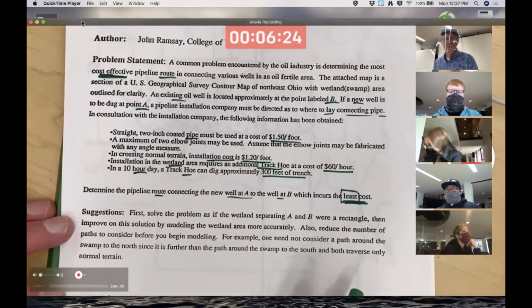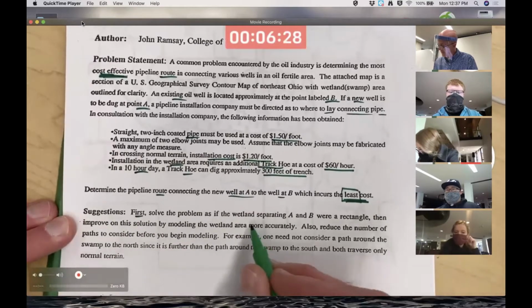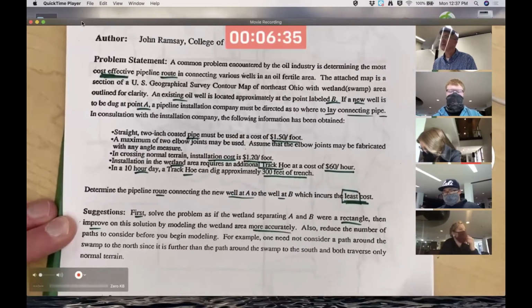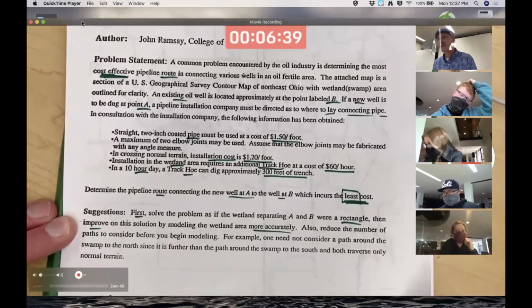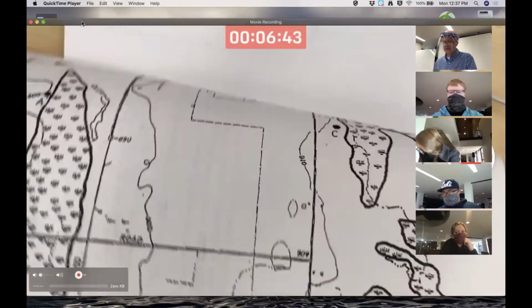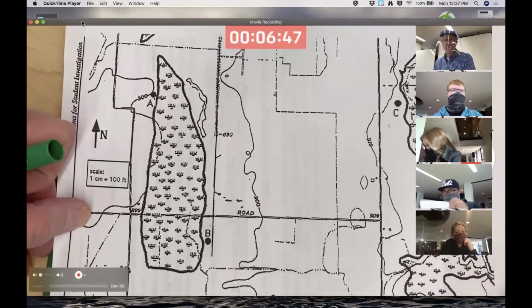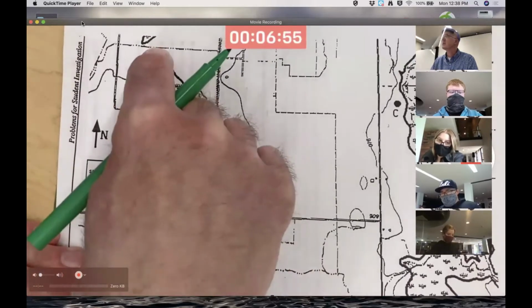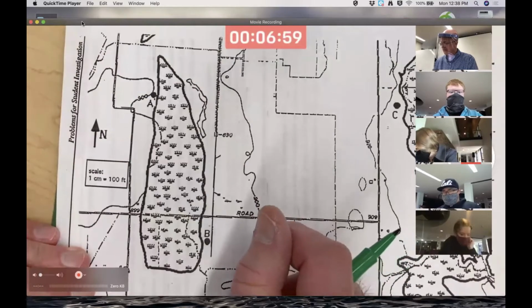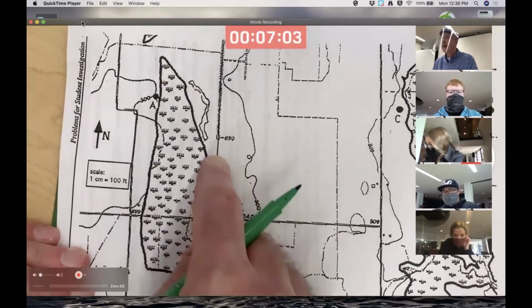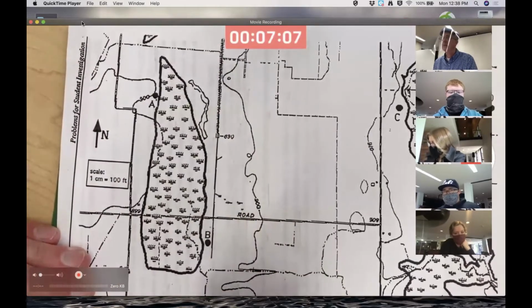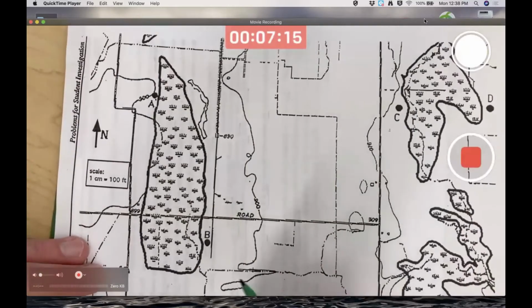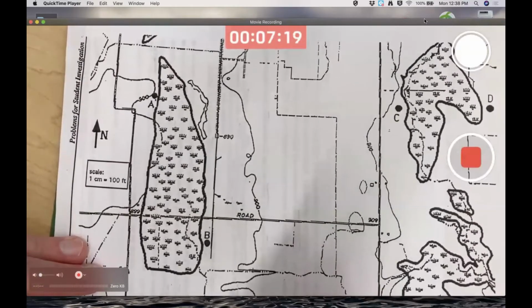Think about what you're given. They do give suggestions. First, solve the problem as if the wetland is a rectangle. Then try to improve on the solution by modeling it more accurately. It's not exactly a rectangle; it's more precisely a trapezoid, although even there, it's not perfect. Here's the picture. Here's the wetland on the map. It looks closest to what's called a trapezoid, a four-sided figure where two of the sides are parallel. This side and this side would be parallel; this side and this side are not. But initially we're pretending it's a rectangle. Again, that's a theme in mathematical modeling: make simplifying assumptions to help you solve the problem. It may not be the best solution, but it is a solution.